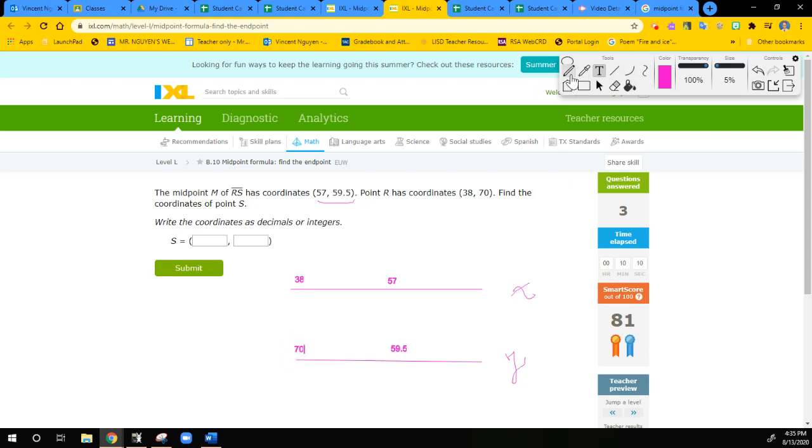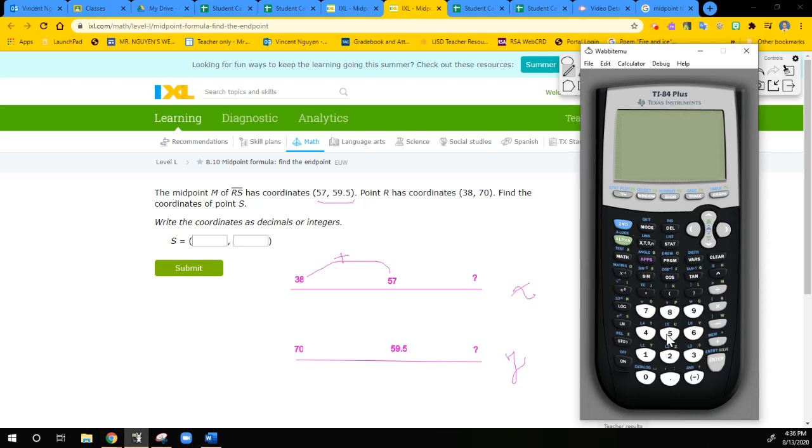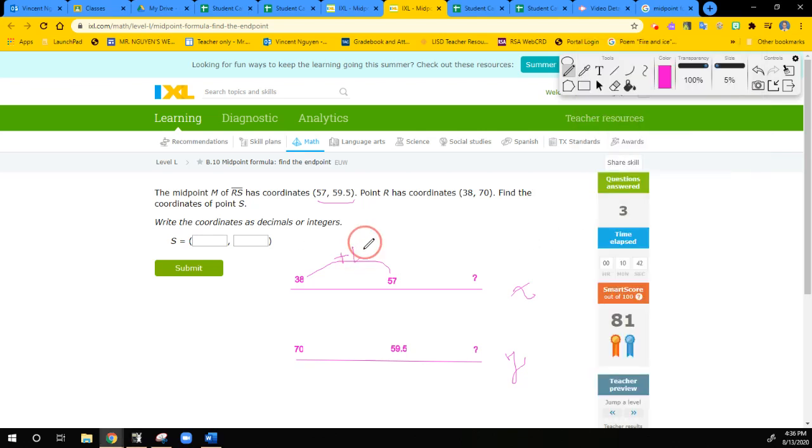So all I have to do is count the distance because I don't know what's here, I don't know what's over here, and I don't know what's over here. But I do know that they have to be equal because this is in the middle, right? So from 38 to 57, what did I add? In order to find that, all you have to do is take 57 and subtract 38 to give you 19, because 38 plus 19 is 57.